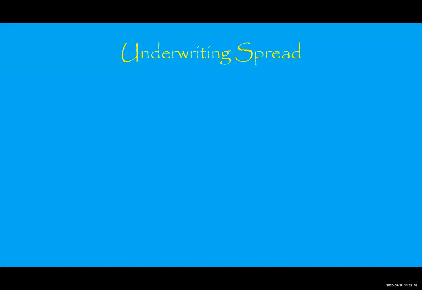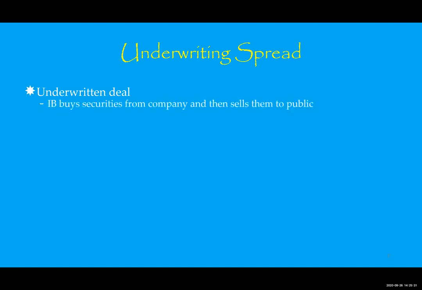Now I'm going to spend the bulk of the time talking about the underwriting spread. An underwriting spread is incurred when a company decides to do an underwritten IPO. For the other types of IPOs, please see my video on IPOs. So in an underwritten IPO, an investment bank or banks agrees to buy the securities that are going to be sold from the company, and then is going to turn around and resell them to the public at hopefully a higher price. This is how the company pays the investment bank or banks for its services.